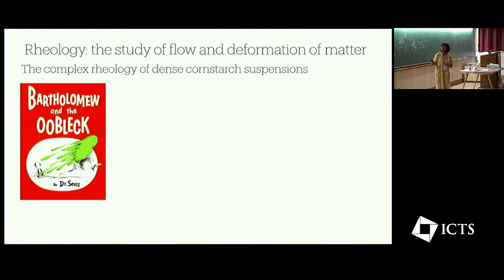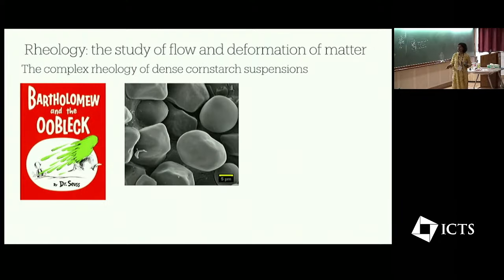Of course, I'm a huge fan of Dr. Seuss. Cornstarch was first made famous by Dr. Seuss in his book Bartholomew and the Oobleck, where Oobleck is cornstarch. In his book, it was this green, gooey stuff that was chasing this guy called Bartholomew, and he had to protect himself and his empire from this Oobleck. And if you look at Oobleck under an electron microscope, this is what it looks like.